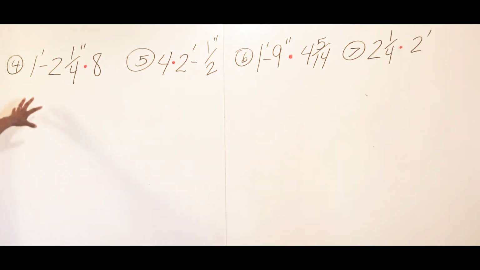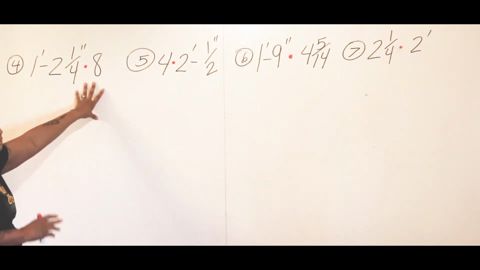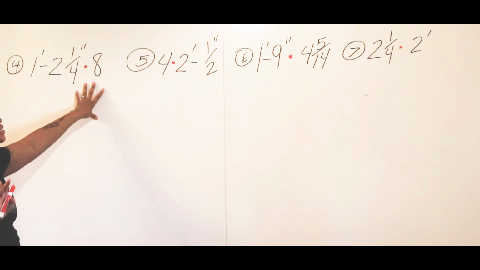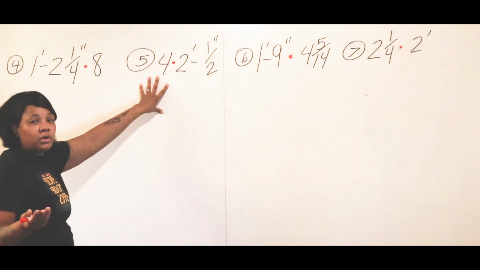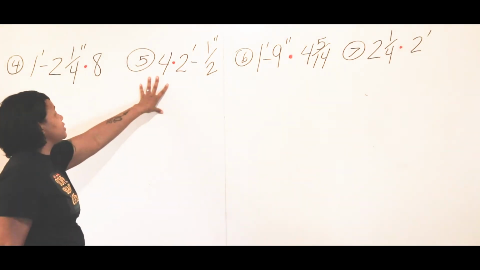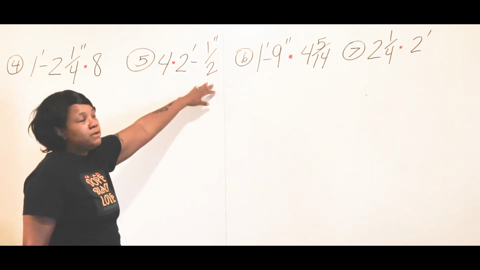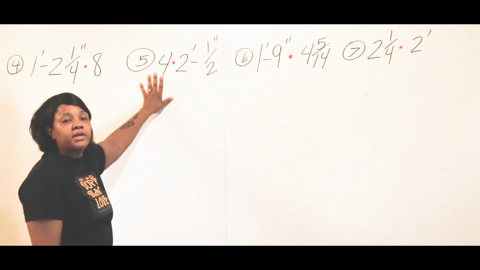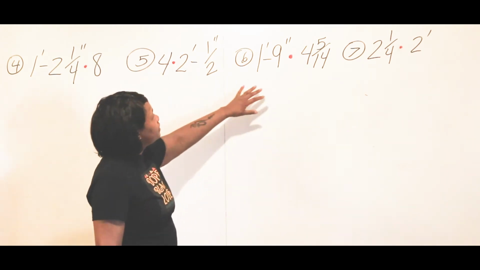Number 1, we got 1 foot 2 1/4 inches. That means this is just 8. That's it. Not 8 inches, not 8 feet. Here we have 4. It's just 4. It's just a whole number. It's not feet or inches, it's just 4. We got 4 times a unit of measure. So don't assume this is feet or inches because it's going to throw your answer off, especially if you're saying it's feet. Same thing here.